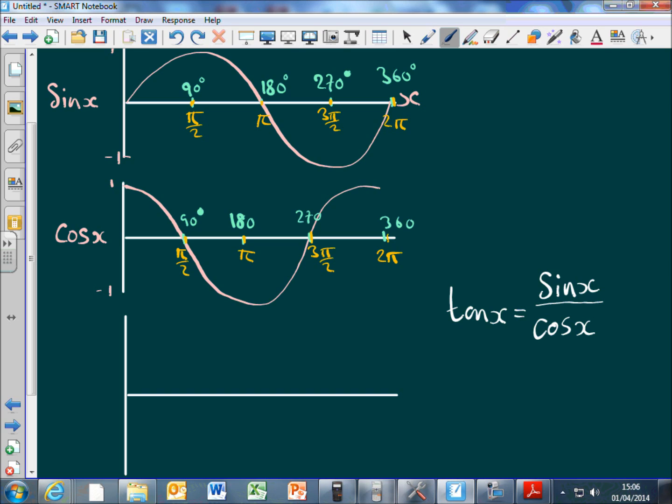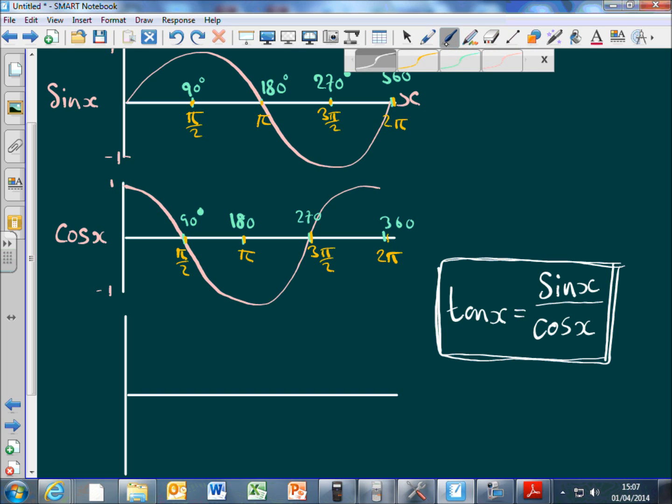Okay, so this identity you need to remember. It's also how you could go about drawing this graph, because what we're saying is, if I want to draw the tan graph, it's the sine graph divided by the cosine graph. So let's see if we can draw it.